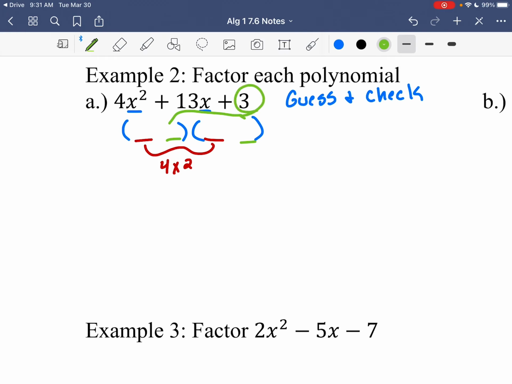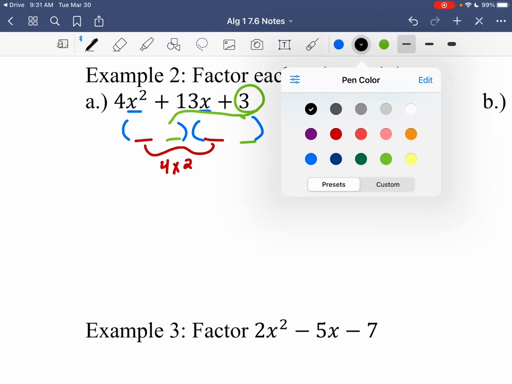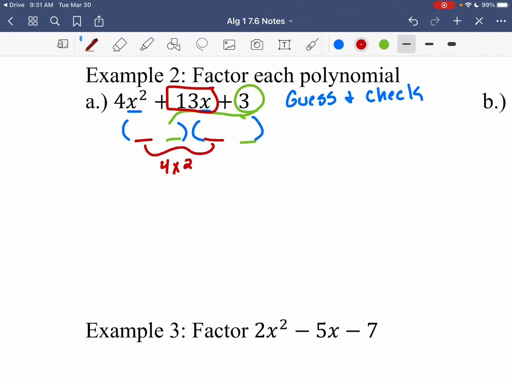Okay, so that kind of helps a little bit, but then now we've got to somehow get this 13x in there in the middle. So to do that, we're going to look at what multiplies to give me 4x squared, what multiplies to give me 3, and then we're going to create a bit of a table to come up with those. And we're just going to pick one, see if it works. If it doesn't work, we'll flip it around and pick a different one. So first I'm going to find multiples of 4 to give me that 4x squared. It's 1 and 4 and 2 and 2. And then we're going to find multiples of 3, which is just 1 and 3. Those are the only options.